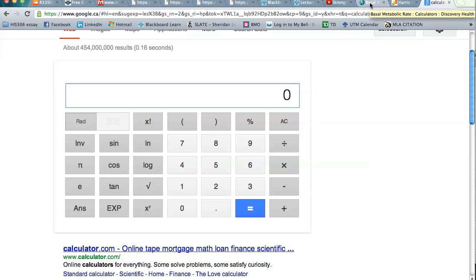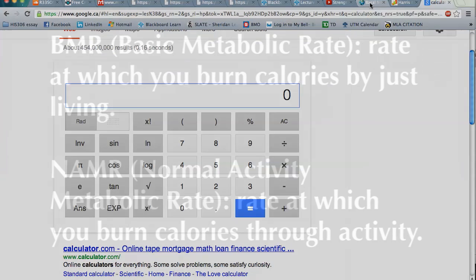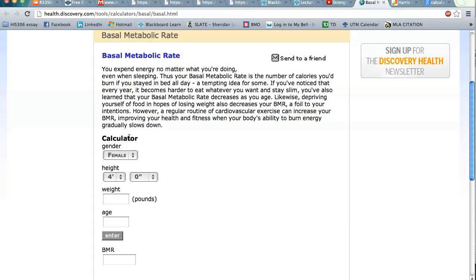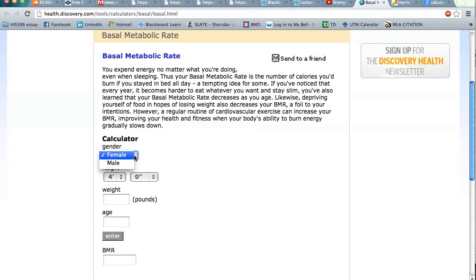First, we're going to figure out how to calculate your maintenance calories. There are two important concepts that you must know. First is BMR, which stands for Basic Metabolic Rate, and second, NAMR, which stands for your Normal Activity Metabolic Rate. Your basic metabolic rate is the rate at which you burn calories by just living. This is an important number because it will account for most of the calorie expenditure.